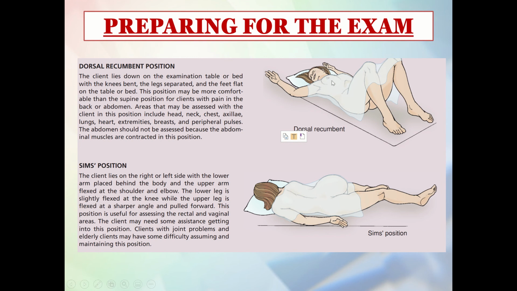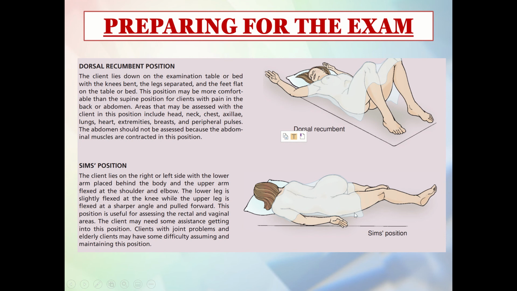You have your head, the neck, the chest, then the axilla, lungs, heart, extremities, and peripheral pulses. However, you should not assess the abdomen in this position because the abdominal muscles are contracted in this position. Okay, next one, Sims position.